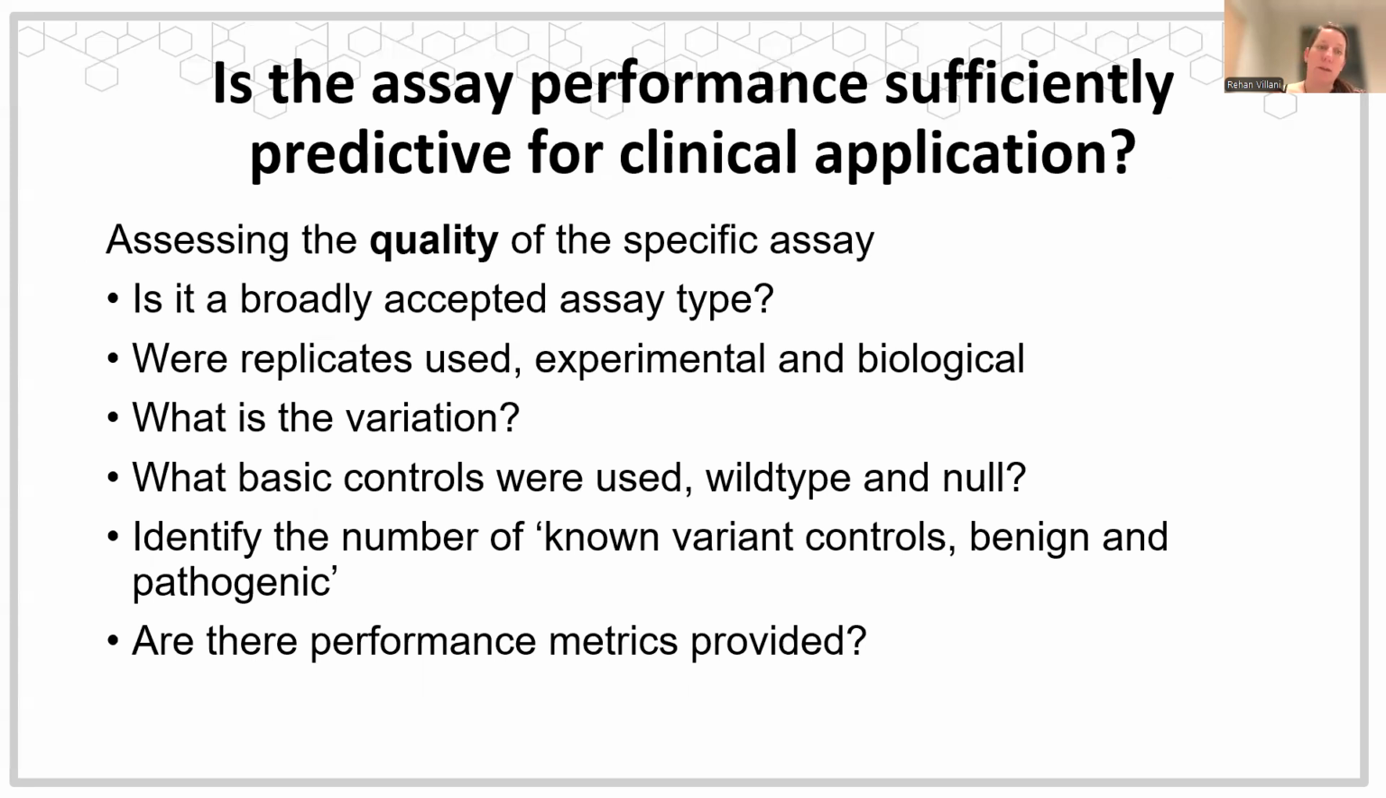And otherwise, you also want to think about the quality of that assay. Is it a broadly accepted assay type? What were the replicates used, and did they have both experimental and biological replicates? Also, considering those replicates, what's the variation that you can see in the assay? Does it support that it's a quality assay? What basic controls were used, wild type or null? And can you identify the number of known variant controls, benign and pathogenic? And are there enough of those so that you can evaluate the assay for predictive performance? Also, are there performance metrics provided? Can you benchmark that assay to determine if it's performing at a level sufficient for the known assay performance?